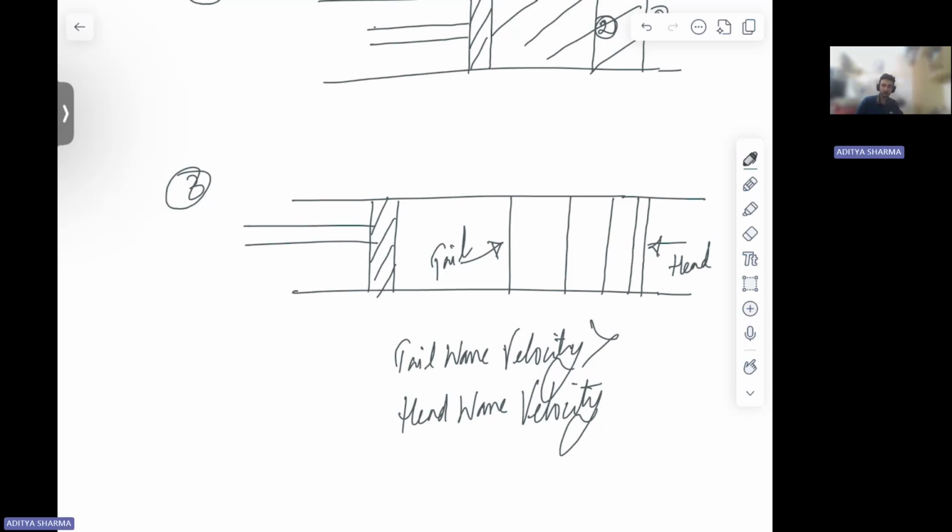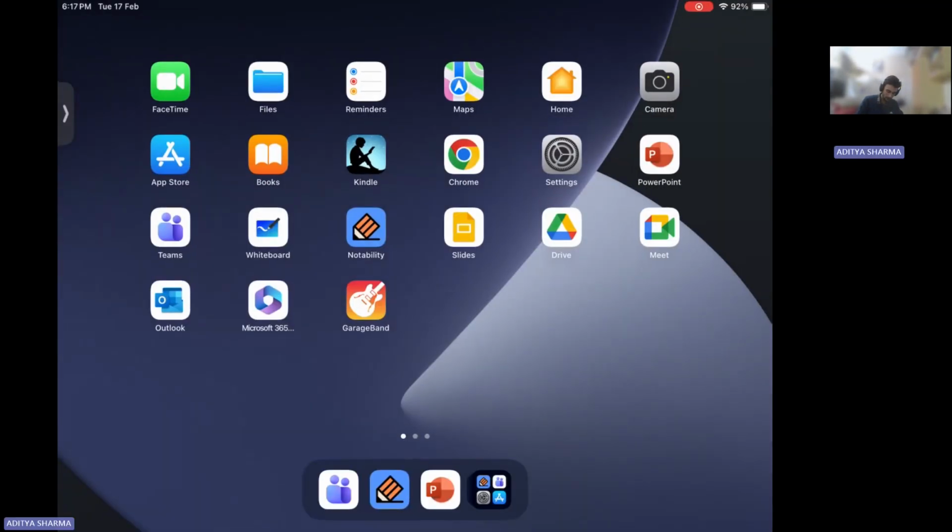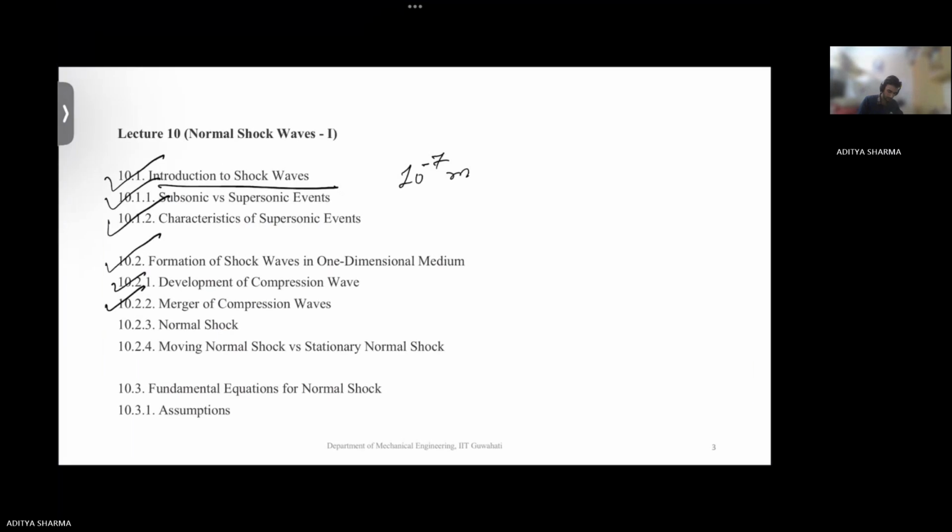So what is going to happen? At some point, these waves are going to collide, right? They're going to meet at some point, and this point gives rise to a shock wave, right? So this is the merger of compression waves to give you a shock wave, right?